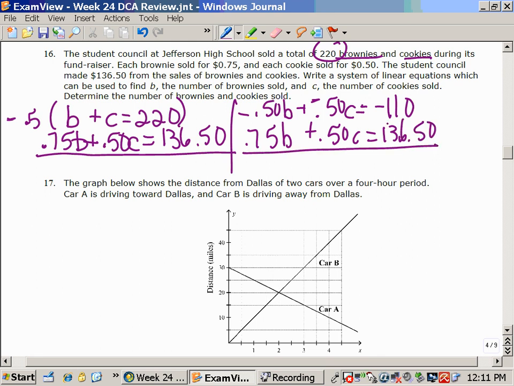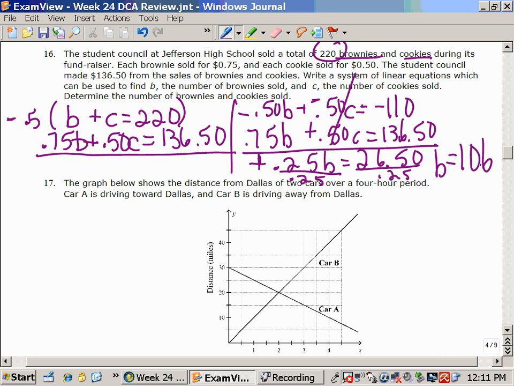All right. These 50s cancel. Over here I get negative 0.25b is equal to 2650. And if I divide, wait a minute, time out here. Oh, this is a positive. That's positive. So dividing by 0.25 on each side, my number of brownies is going to be 106.